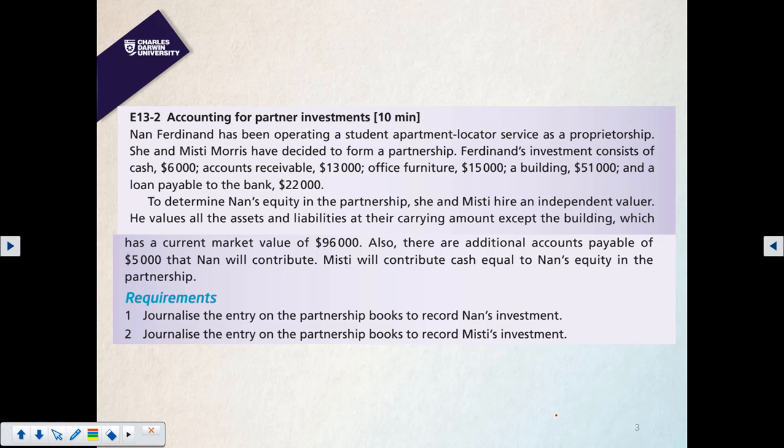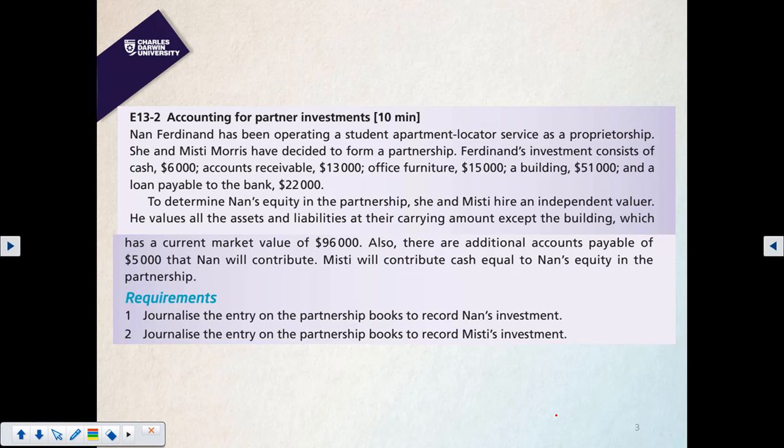Okay, let's do this one. Nan Ferdinand has been operating a student apartment locator service as a proprietorship. She and Misty Morris have decided to form a partnership. Ferdinand's investment consists of cash, $6,000, accounts receivable $13,000, office furniture $15,000, building of $51,000, and a loan payable to the bank is $22,000. Is that okay?